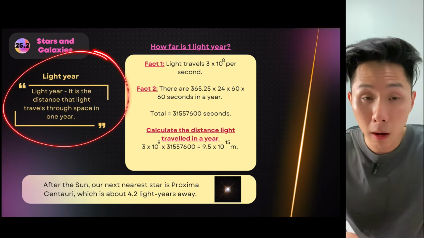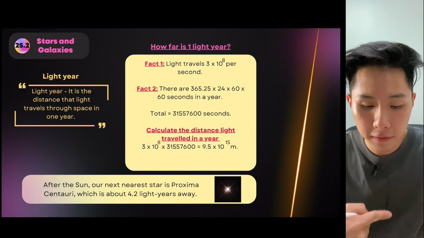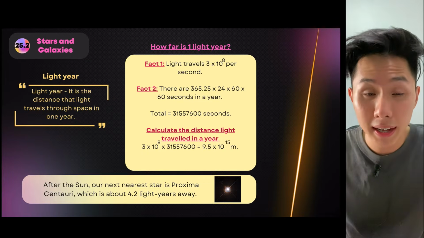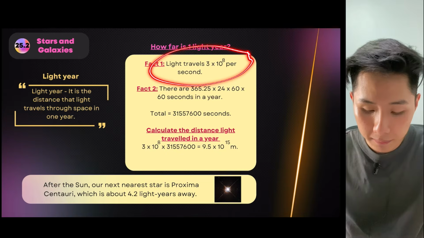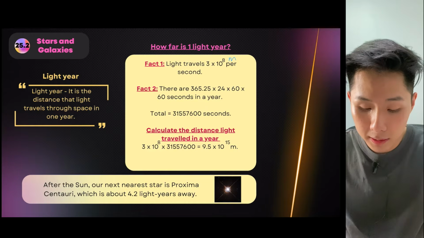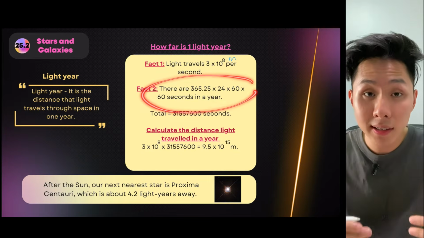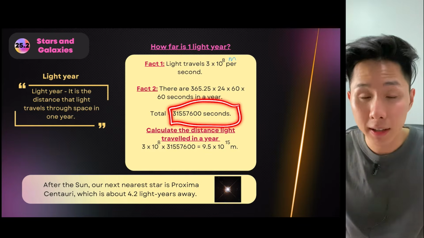In the last chapter, we talked about light year. But what is the distance of 1 light year? The way we calculate that is that we first list down what is the speed of light, all right? It travels 3 times 10 to the power 8 meters per second. And then we calculate how many seconds there are in 1 year. So this is the amount of seconds in 1 year.